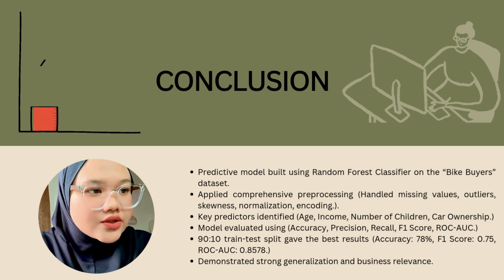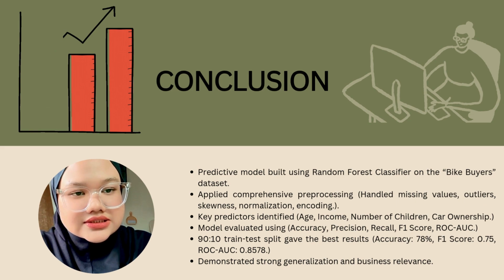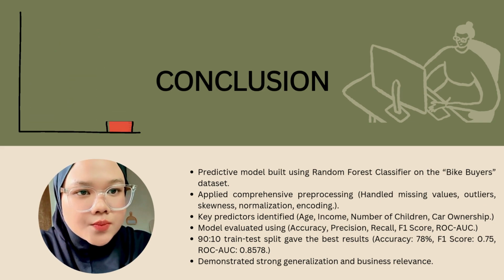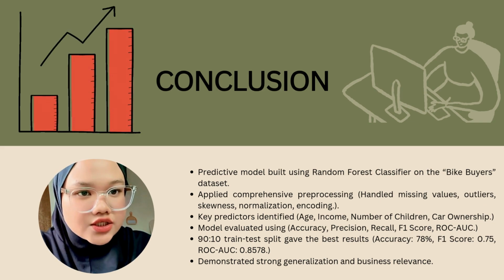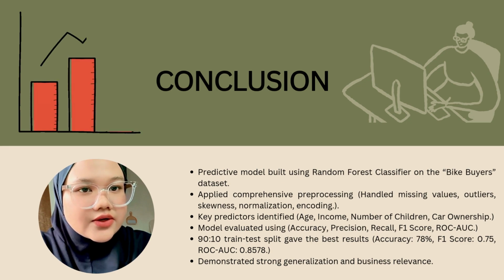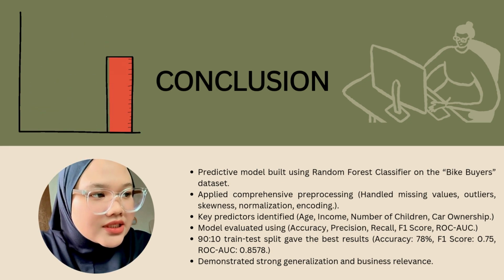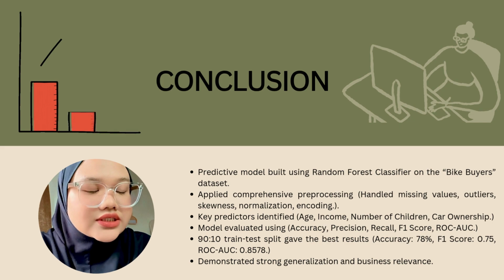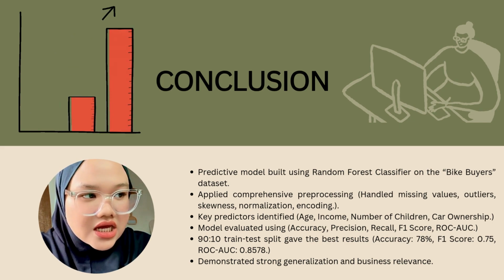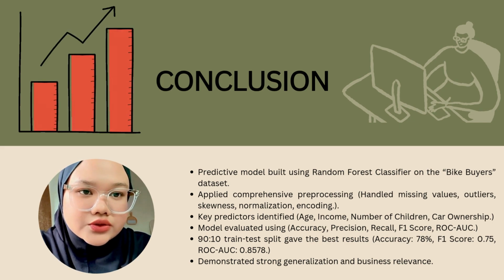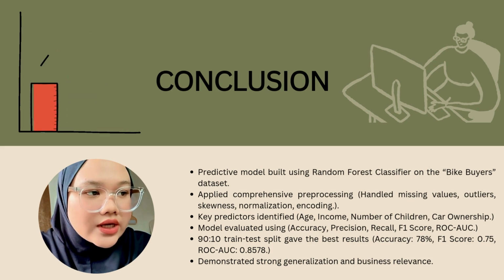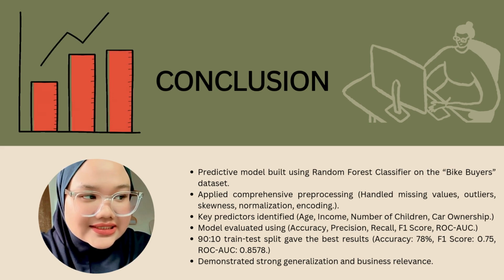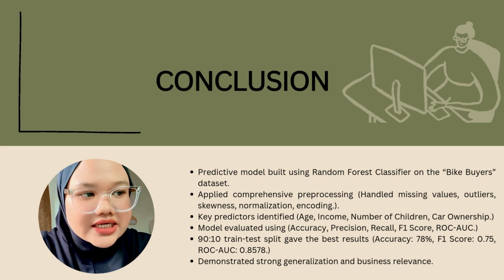It gave the highest accuracy of 78%, an F1 score of 0.75, and a ROC AUC of 0.8578. This means the model learned well from the training data and could still give good predictions on new data. So overall, our model worked well and could be useful in real situations, like helping businesses target the right customers in their marketing.